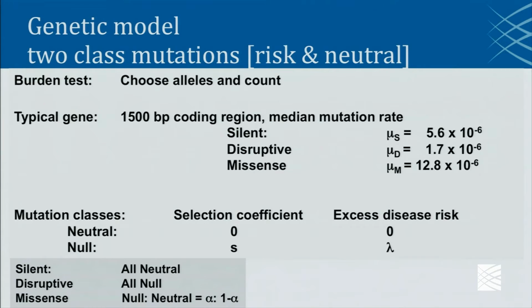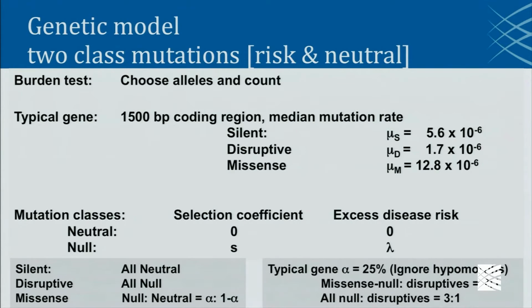For the sake of simplicity, we are again imposing this two-class model, and we're going to say that some fraction, say alpha, and you can squabble about what alpha is, will be equivalent to a null mutation. And then the remaining fraction, the 1 minus alpha fraction, is going to behave like the neutral variation. So that's just the setup itself.